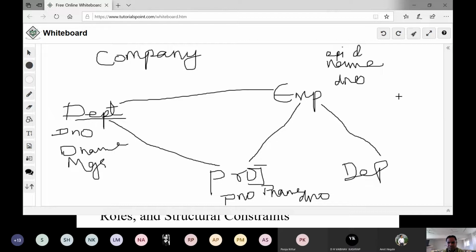We will try to create one more table called works on, in which multiple projects can be assigned to multiple employees. So also multiple people can be working on multiple projects. In order to do that, I will take P number here and employee ID here, so that I can write multiple times the employee as well as project number. In dependents, I will identify each dependent with his employee ID followed by dependent name.